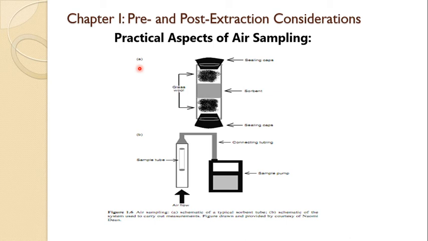Then next is the air sample. This is the most interesting one. For the sampling of air, you can see in this figure the device used for air sampling. This is the sorbent material, which is used for air sample collection. In the sorbent tube, there is glass wool before and after, and this is the sealed cap.